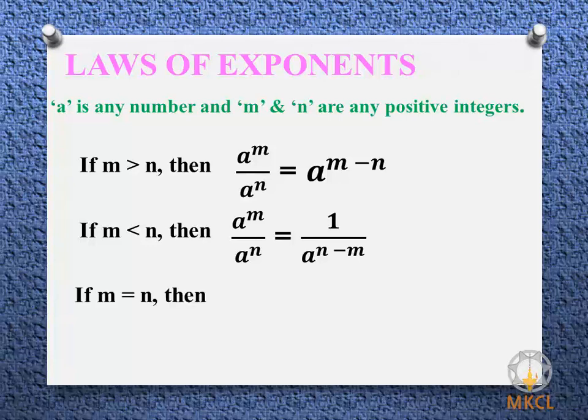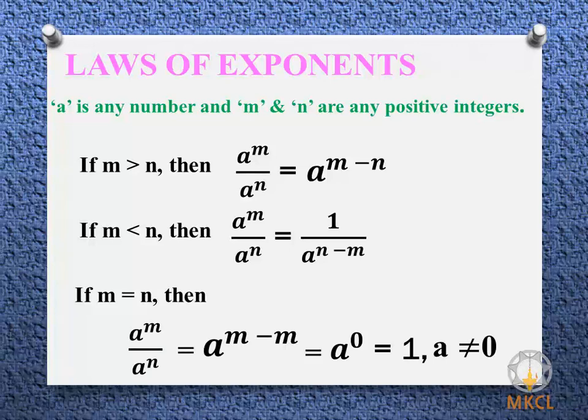And if m is equal to n, then a raised to the power m upon a raised to the power n is equal to a raised to the power m minus m is equal to a raised to the power 0 is equal to 1, where a is not equal to 0. In the third case, a is always not equal to 0.